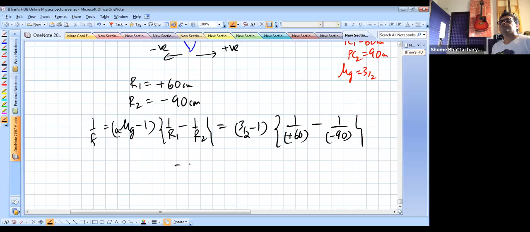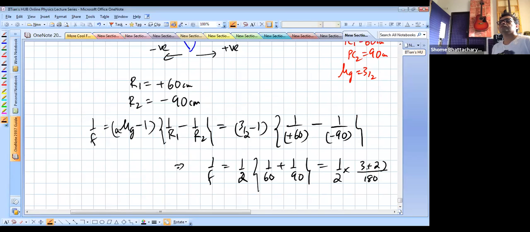So 1 upon f becomes half outside, 3/2 minus 1, times 1 by 60 plus 1 by 90. Which you can write as 1 by 2 into, taking 180 as the LCM, 3 plus 2. So that becomes 5 by 360. So the focal length becomes positive 360 by 5.